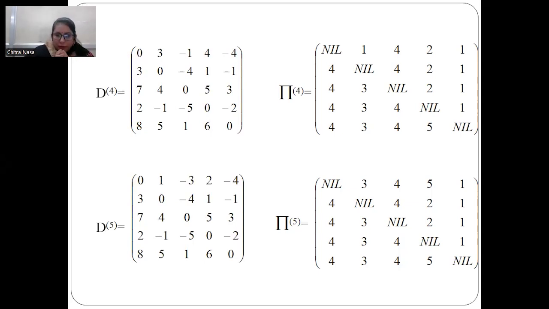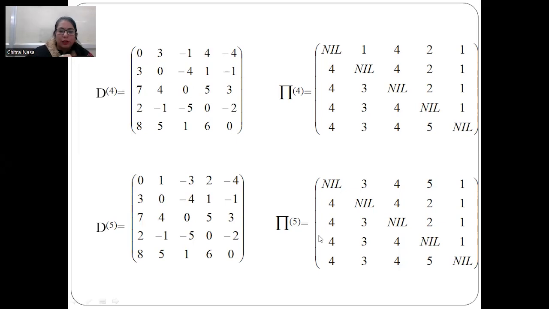Similarly, see in pi 5, 1 to 1 obviously will be nil, but for 1 to 2 the ancestor is 3. It means that via 3 they have the shortest path. For 1 to 3, there is 4. It means 1 to 3 has the shortest path via 4. For 1 to 4, 5 is the ancestor. It means the shortest path is via 5. For 1 to 5, it will be via 1. It means the direct path is the shortest one.